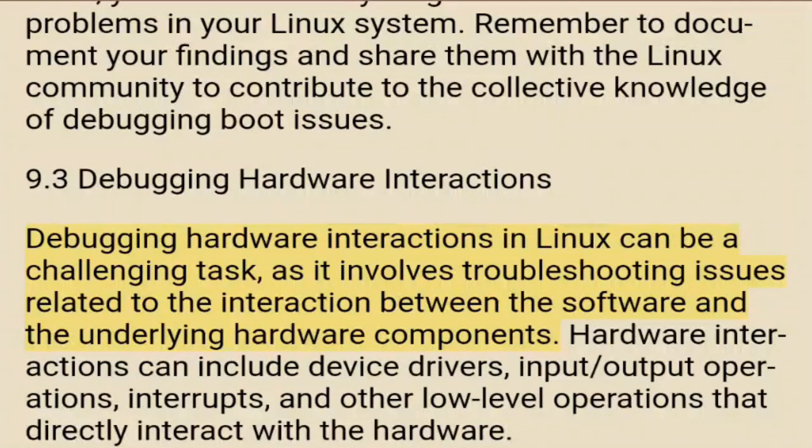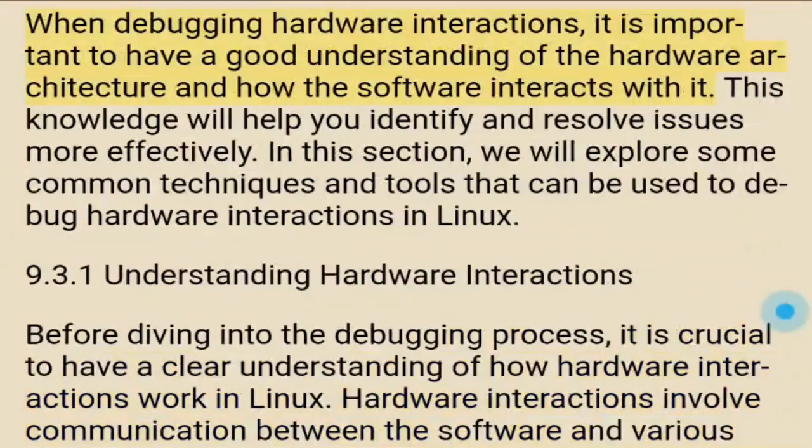9.3 Debugging hardware interactions. Debugging hardware interactions in Linux can be a challenging task, as it involves troubleshooting issues related to the interaction between the software and the underlying hardware components. Hardware interactions can include device drivers, input-output operations, interrupts, and other low-level operations that directly interact with the hardware. When debugging hardware interactions, it is important to have a good understanding of the hardware architecture and how the software interacts with it. This knowledge will help you identify and resolve issues more effectively.